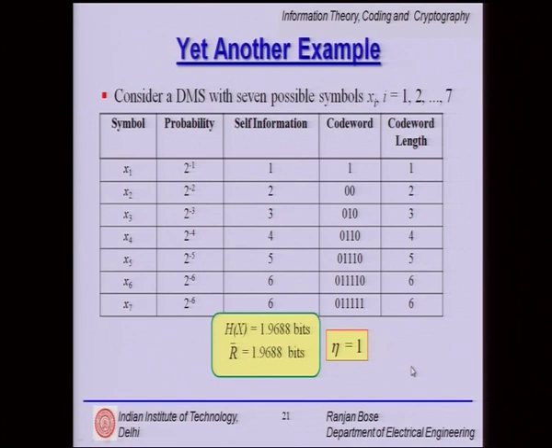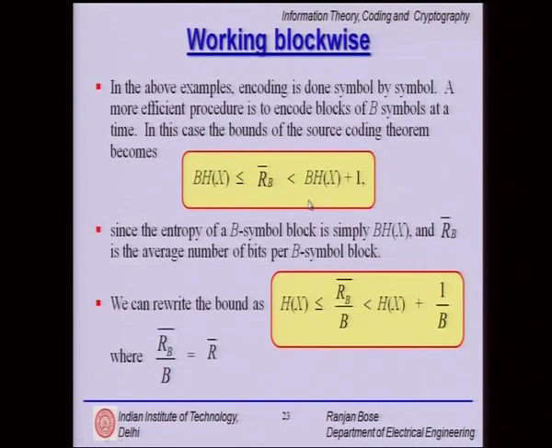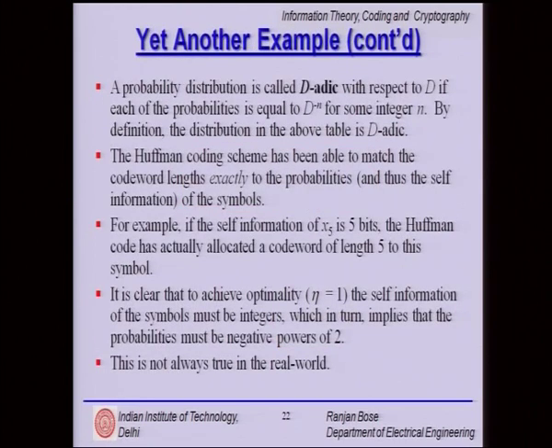Fine. So, this probability distribution is called D-adic. So, the distribution probabilities are D raised to the power minus n for some integer n. The Huffman coding scheme has been able to match the code word lengths exactly to the probabilities and hence the self information of the symbol. Okay. And therefore, we have been able to achieve eta equal to 1, the efficiency equal to 1. But this kind of a nice beautiful distribution is not always found in the real world. Okay. So, this is where we are.